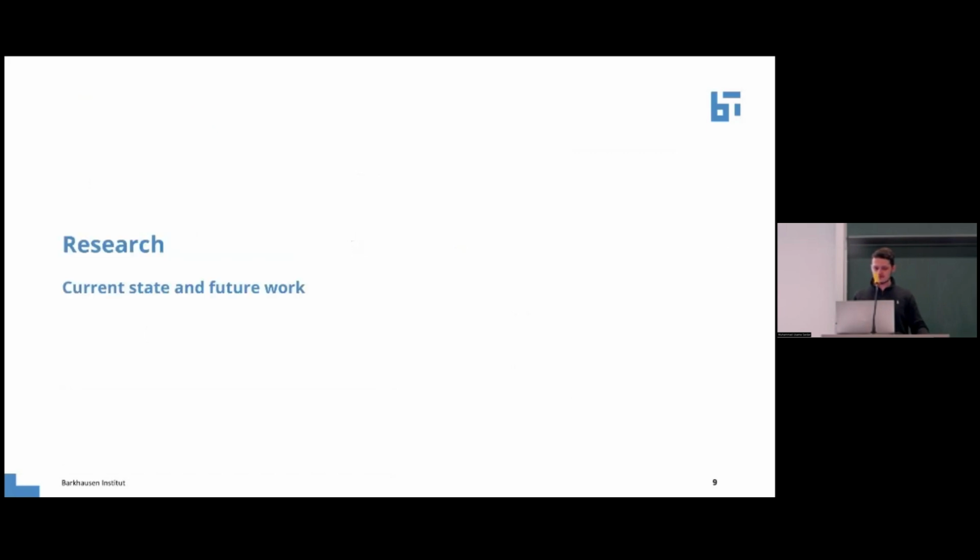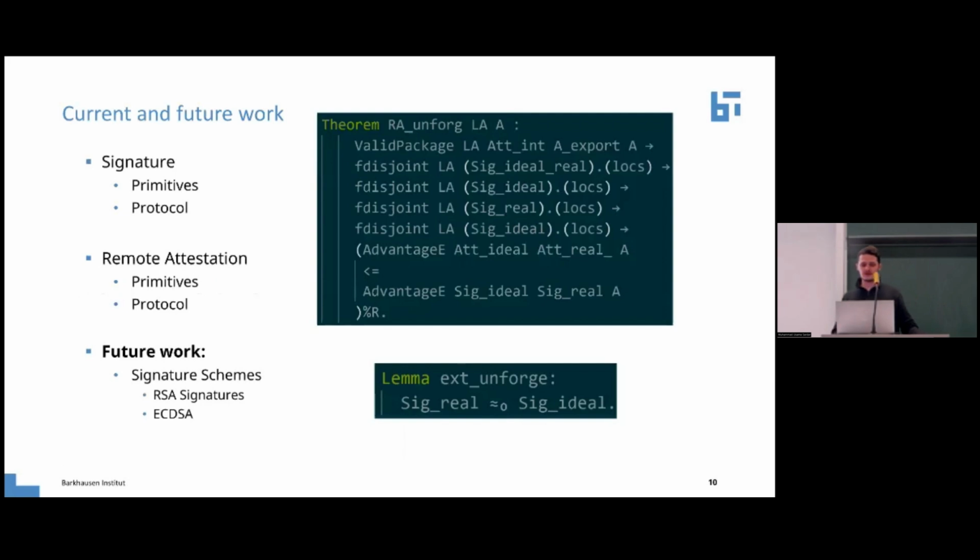Now we apply this to remote attestation, and what is the current state? So we implemented signatures as the primitives and as a protocol. We did the same with remote attestation. Now you may ask why signatures? Because if you look at remote attestation from a protocol perspective, it is essentially a signature. And so we mostly reason about the security of signatures.